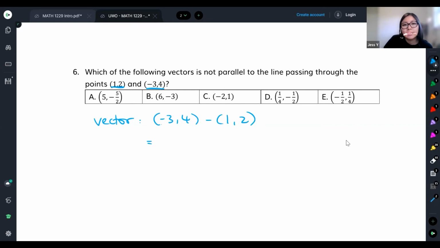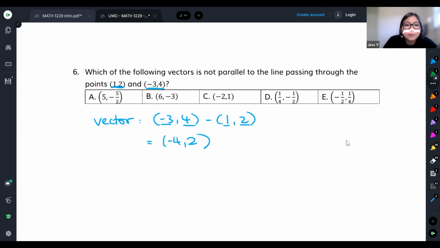Let's subtract. -3 minus 1 is -4. 4 minus 2 is 2. So we're looking for which of these vectors is not parallel to this guy. Okay. So a couple ways to do this. When it comes to parallel, we can do our trick, right? The first number divided by the first number has to equal this number divided by this number. But since we're not solving for k or solving for c here, we can actually just look at the relationship with the vector itself because we know both numbers.